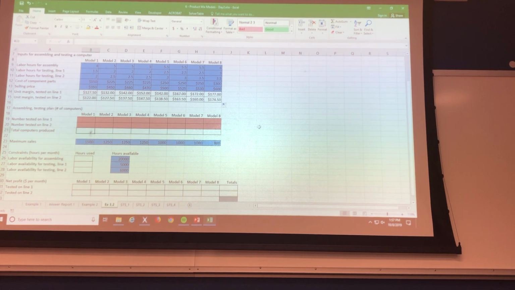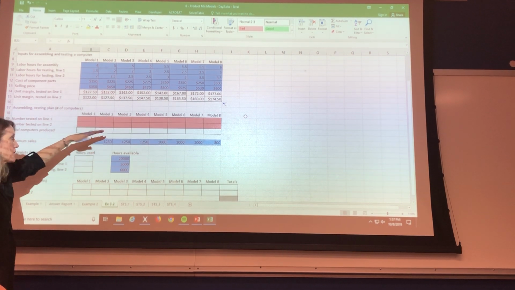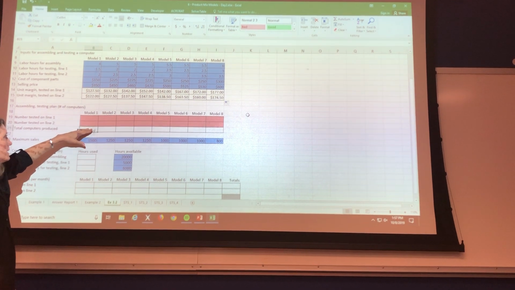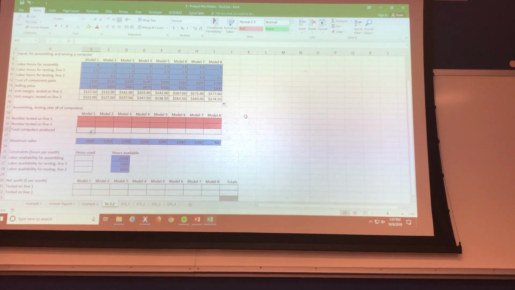All right, so now, let's look at B21 and calculate. You have instructions to go here, but you can also see it's our next box that requires a calculation. And B21, how do you calculate the total computers produced of Model 1?